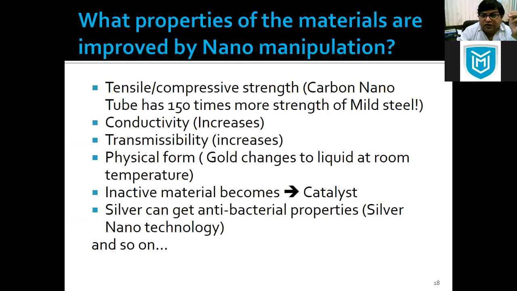So because of all these nano manipulations, for example in carbon nanotube, the tensile strength increases tremendously. Can you believe that compared to mild steel, its strength would be 150 times? Its thermal conductivity would increase, and its transmissibility and electric current capacity will also increase. Sometimes the physical characteristics change. For example, gold, if you convert it to nano level, it will become liquid. Similarly, inert or inactive material can become a catalyst.